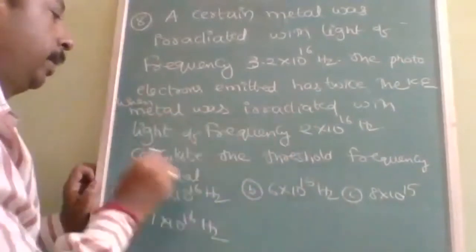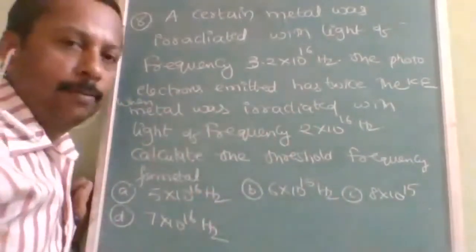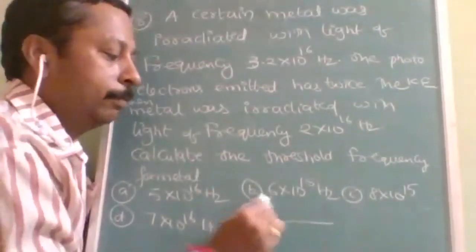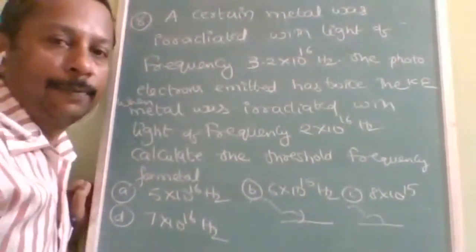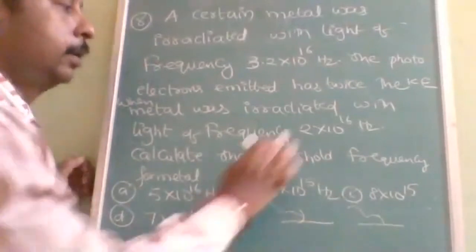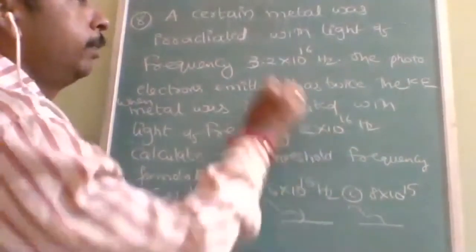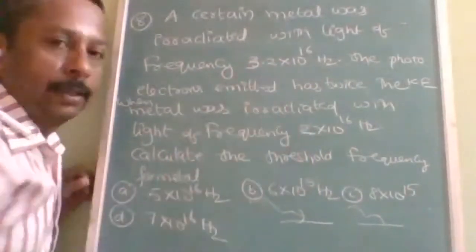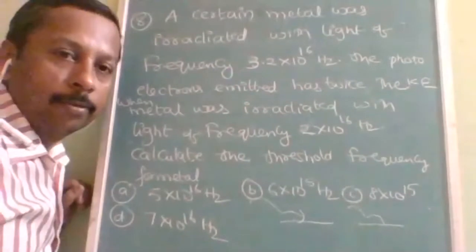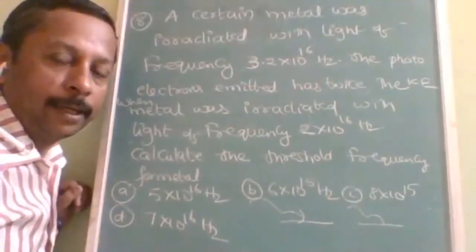When the metal was irradiated with light of frequency, that means the metal is one and the same, with another frequency. Two different frequencies are irradiated. First frequency was 3.2 into 10 to the power of 16. Second frequency was 2 into 10 to the power of 16. Both give electrons with different energies, so their kinetic energy will also be different.